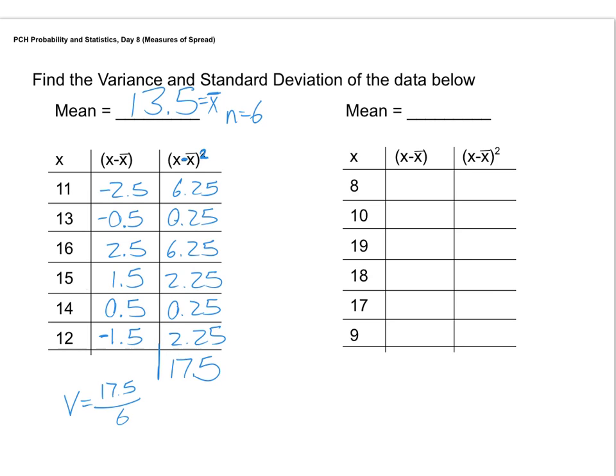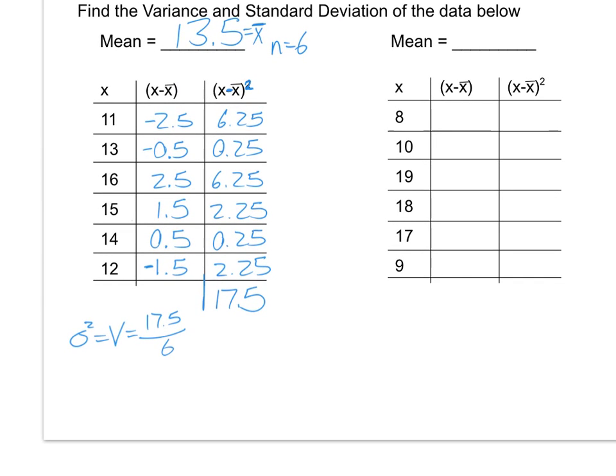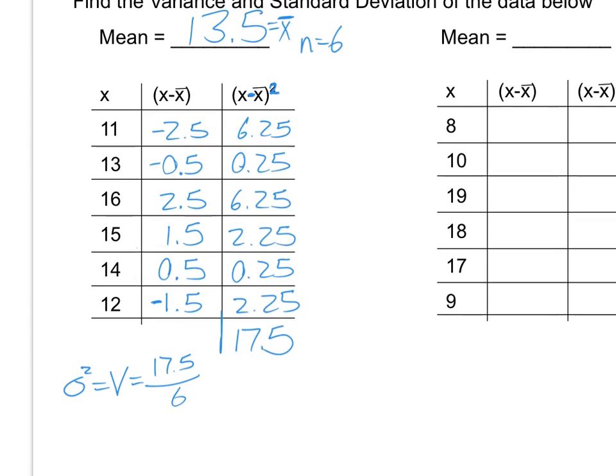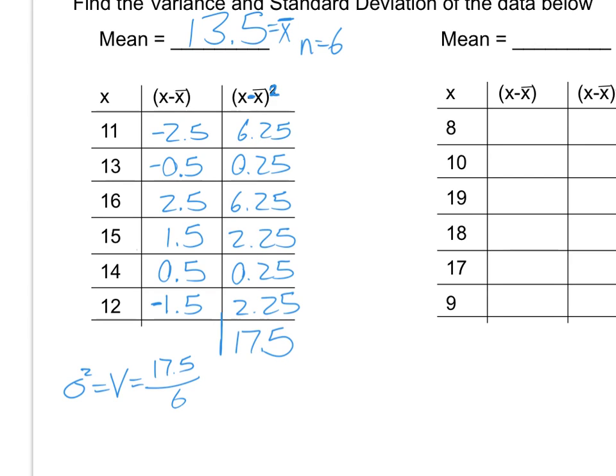V is our variance. You could also write it as sigma squared. Does everyone understand what I'm doing here? So that's 17.5 divided by 6, which is going to be 2 and 11/12, or 2.917.